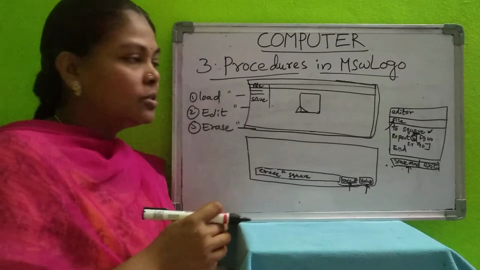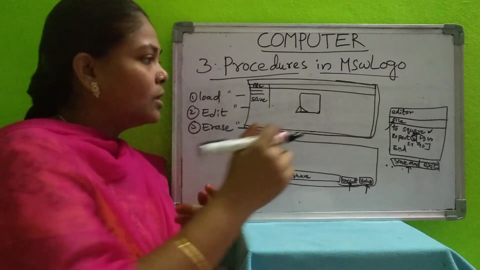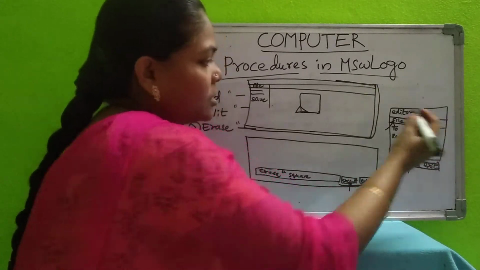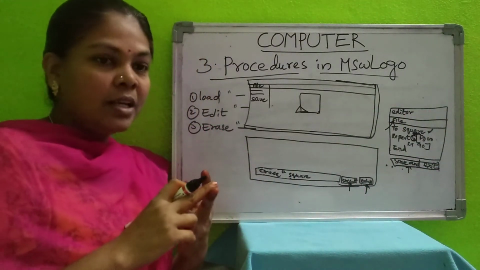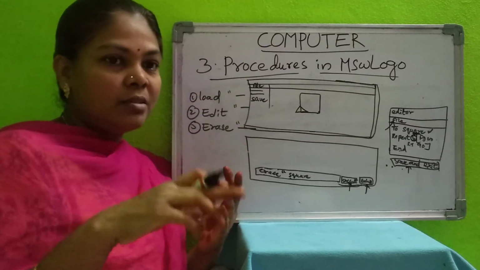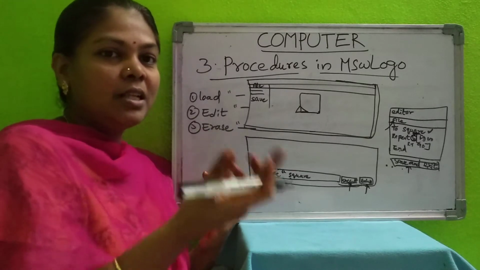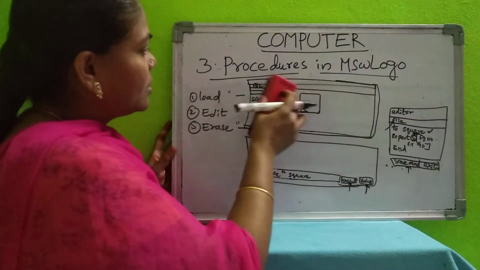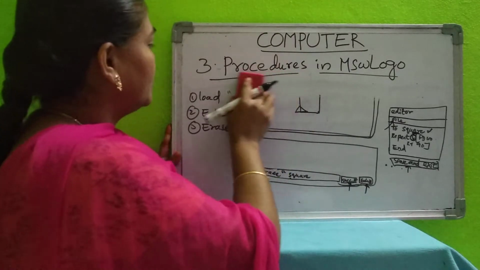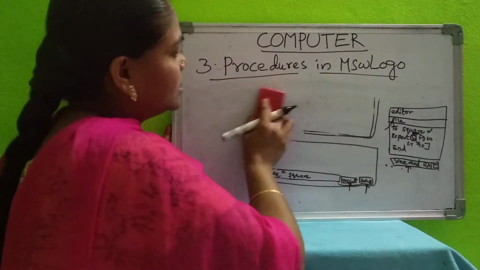Okay children, so this is about procedures. I will show you all these procedures to draw square, to draw the triangle, and in your textbook you have two more examples. Triangles in hexagon. So how to write one procedure in another procedure. Okay, one procedure we can call another procedure also.